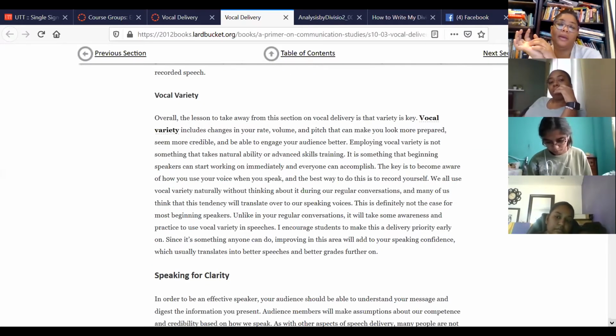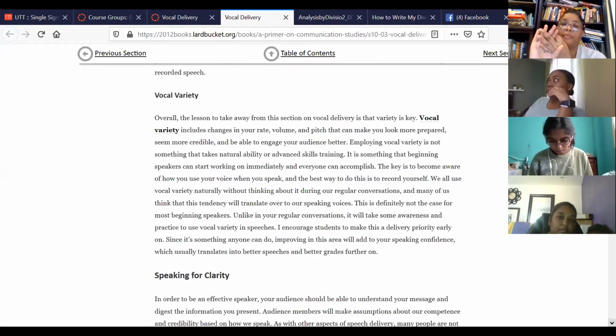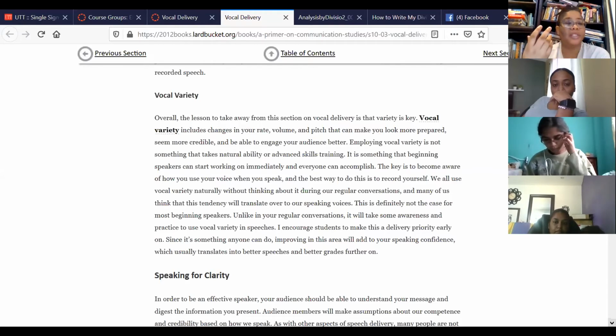Right? So putting these things together, your rate, volume, pitch can lead to vocal variety in a speech. You don't want to overdo it as you're speaking, because then you sound quite mad. But playing around with these different forms of vocal delivery can make for a more interesting speech.